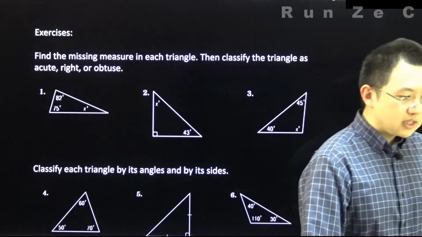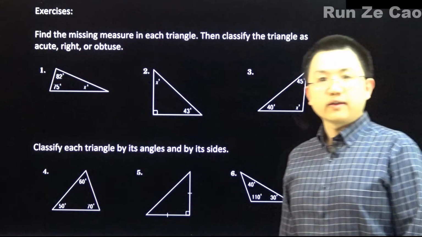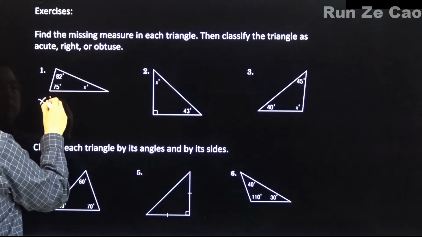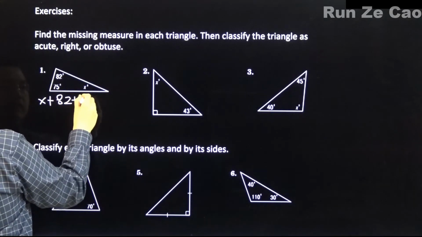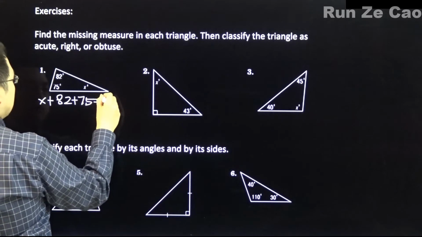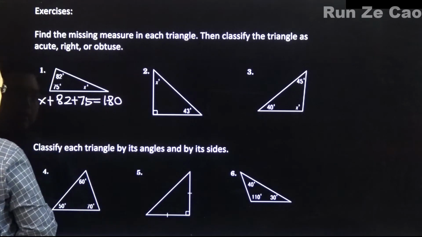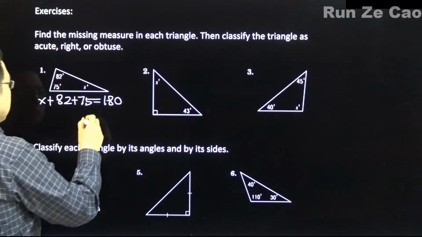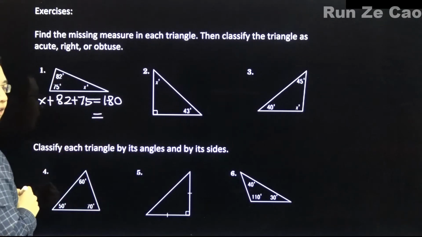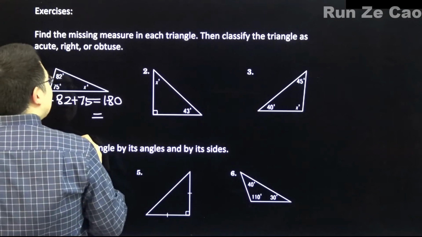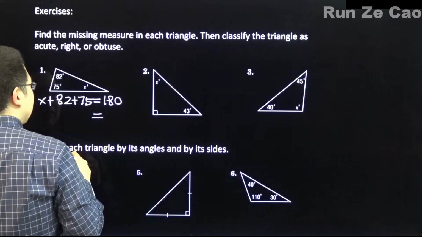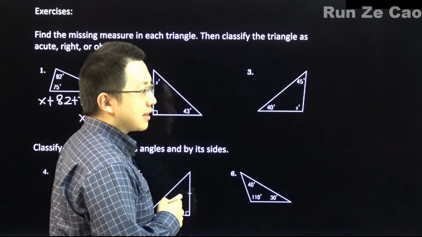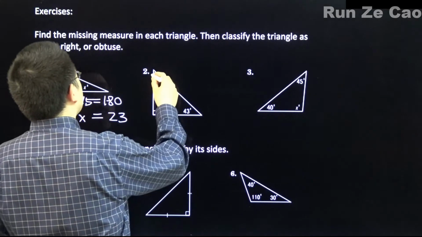Now, let's find the missing measure in each triangle and then classify the triangles as acute, right, or obtuse. Well, here we have x plus 82 plus 75 equals 180. That means x is equal to 180 minus 77, because you can group the numbers a little bit to make the subtraction easier. 100 minus 77 gives you, so x is 23 by subtracting 80 and then subtracting 77.